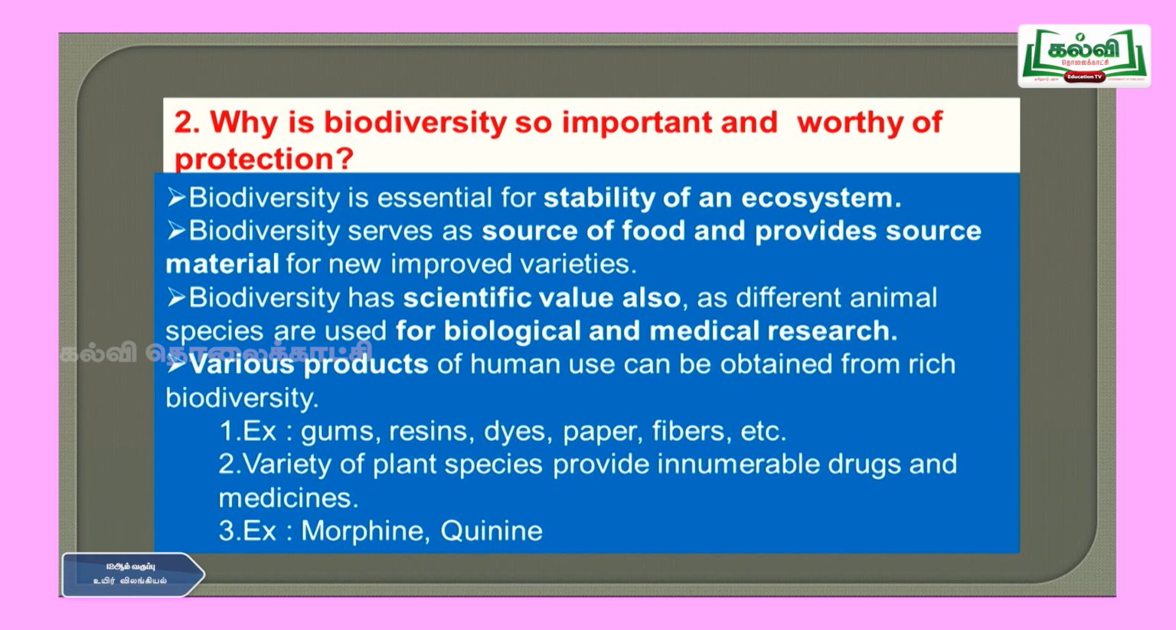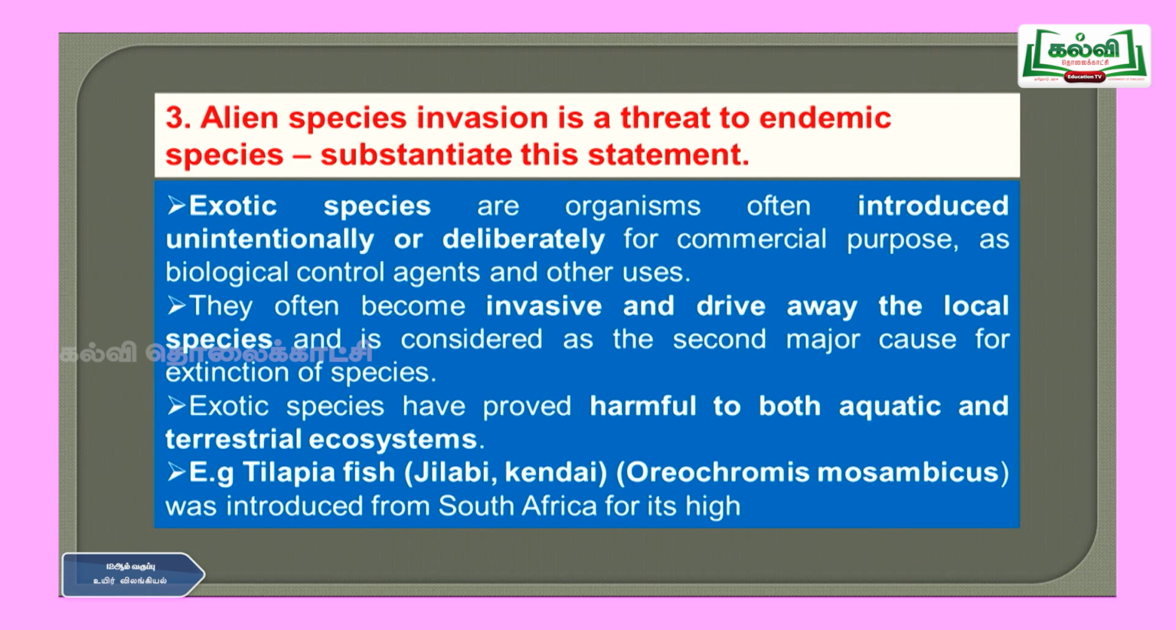For example, gums, resins, dyes, paper, fibers, etc. And a variety of plant species provide innumerable drugs and medicines. Examples are morphine and quinine. So these are the products which are obtained from the plants. Then the third one: alien species invasion is a threat to the endemic species.